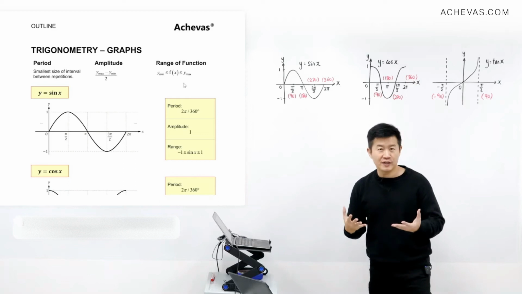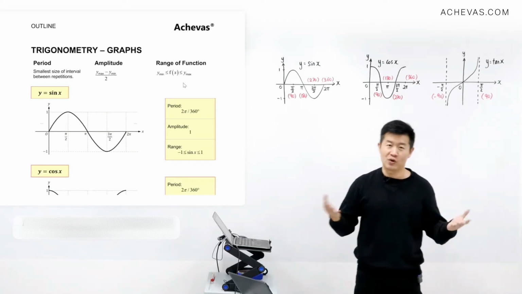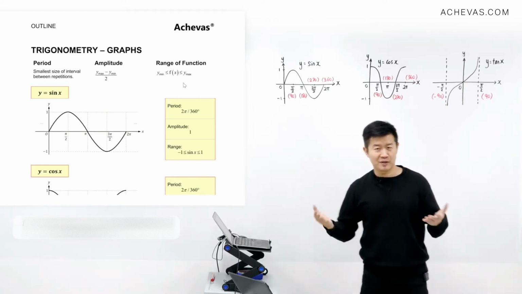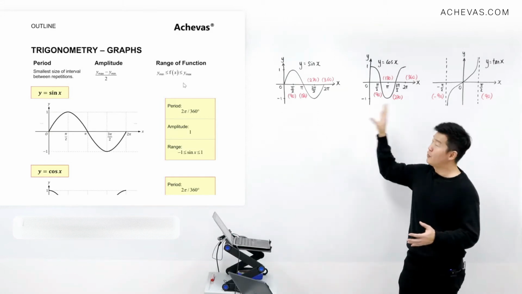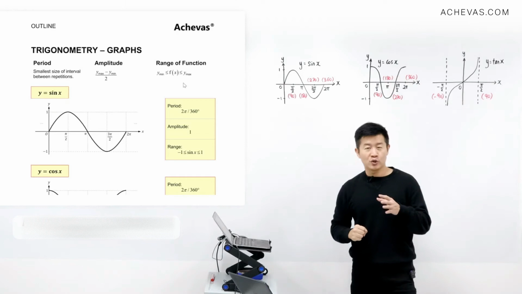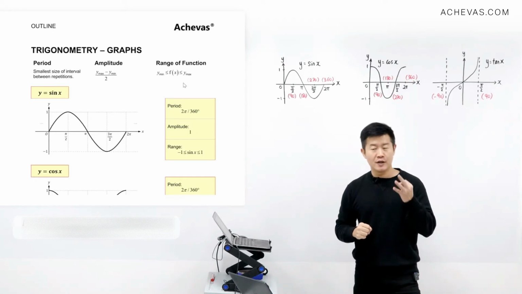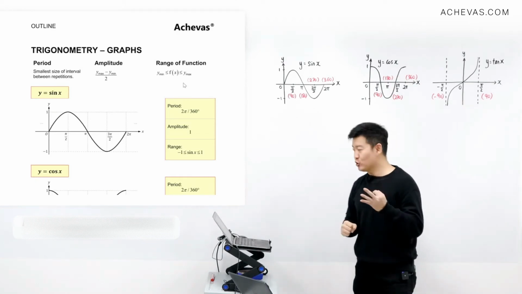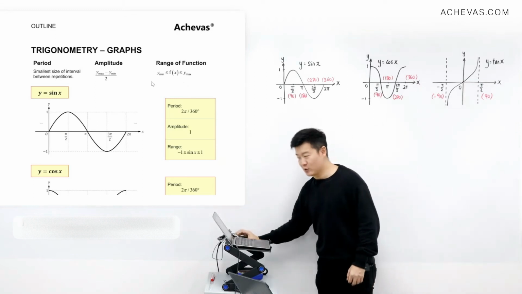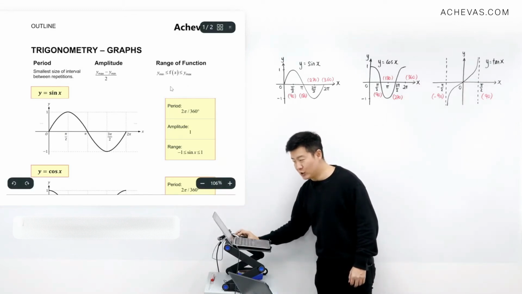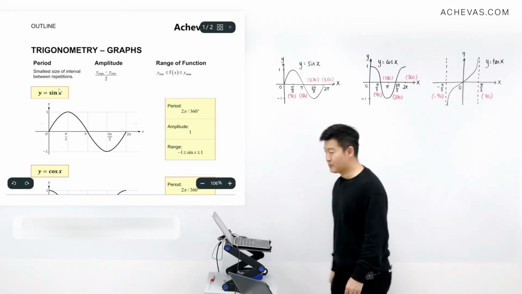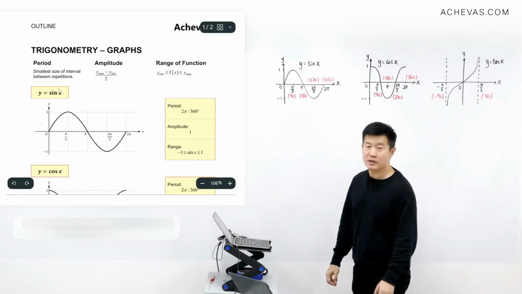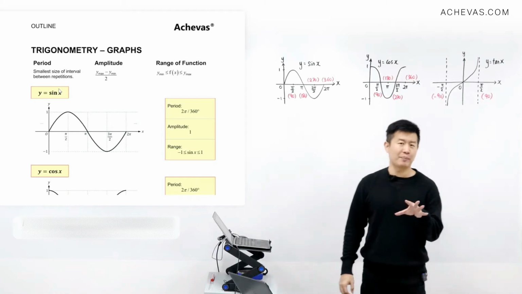These are features that we usually will also discuss for any other graphs, right? You know, like maximum point, minimum point, the places where the graph cuts the x or y axis. But for trigonometric functions, we also want to talk about 3 more key features. And let me show you what are the 3 more key features. They will be the period, the amplitude, and the range. What is the period? The period is the smallest size of interval between repetitions. What do I mean by repetitions?